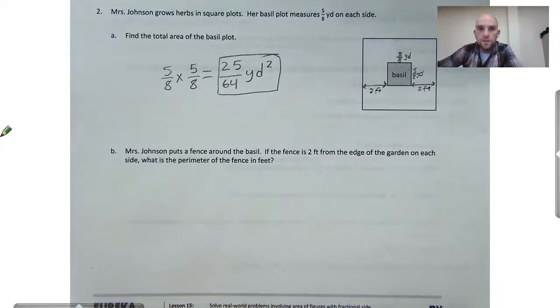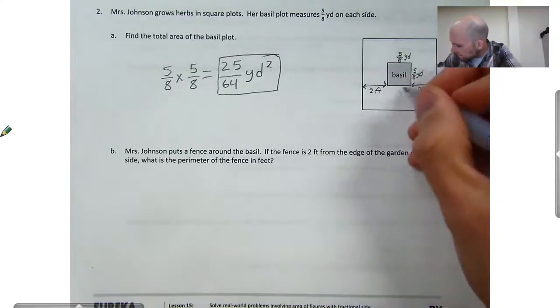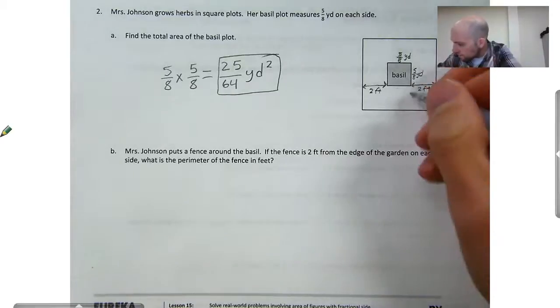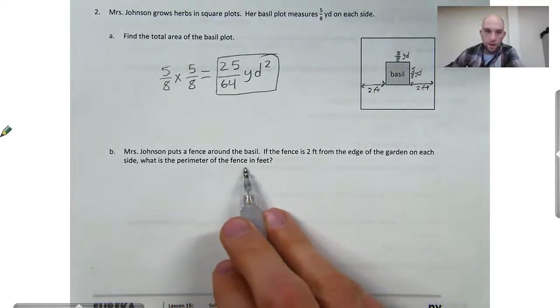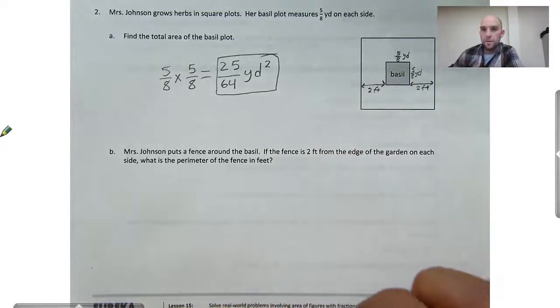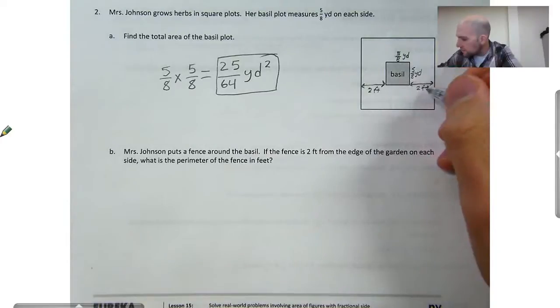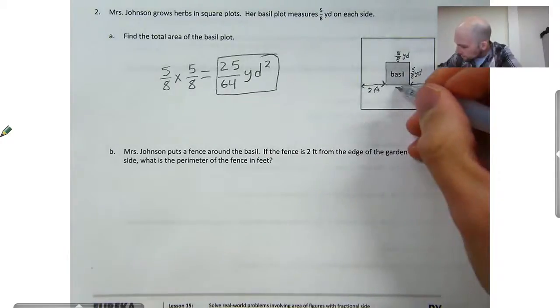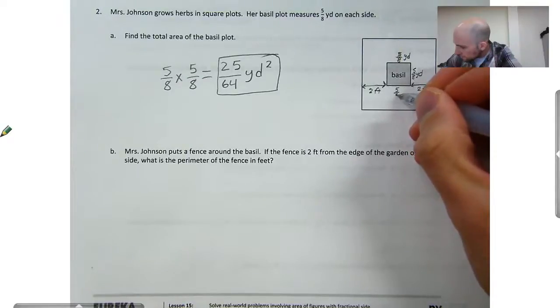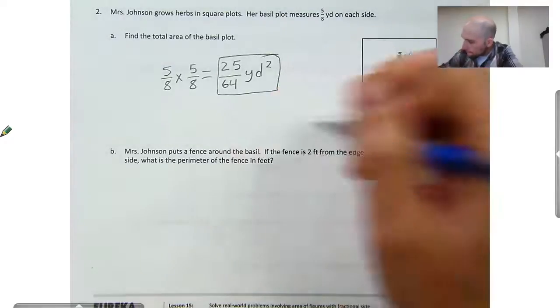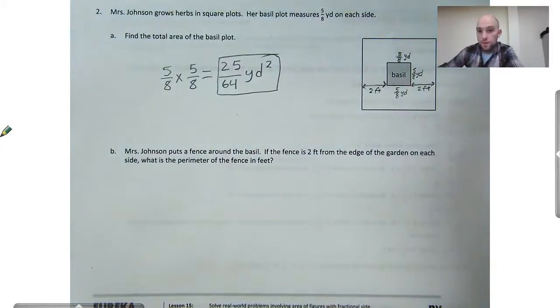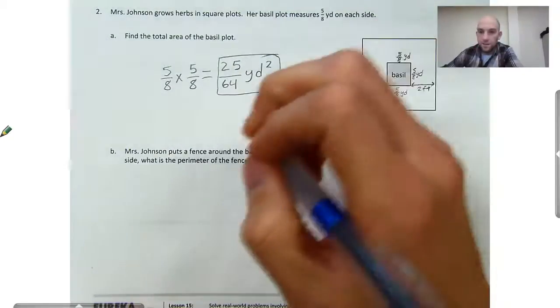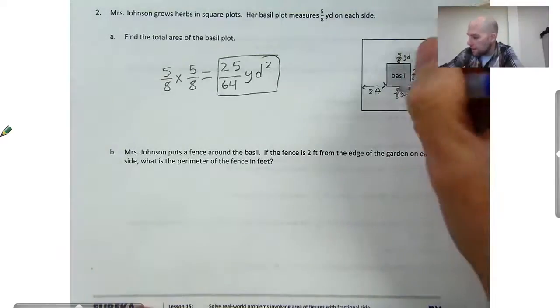And I have to convert feet into yards here. So I have in between there 5/8 of a yard. Actually, let's change yards into feet, because we have, what is the perimeter of the fence in feet? So we need to find 5/8 of a yard in feet. So if 1 yard is 3 feet, we need to figure out what 5/8 of 3 is to figure out how many feet there is on the side of this basal plot here.